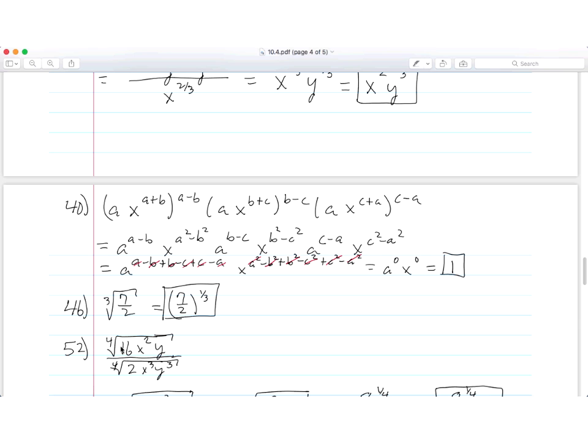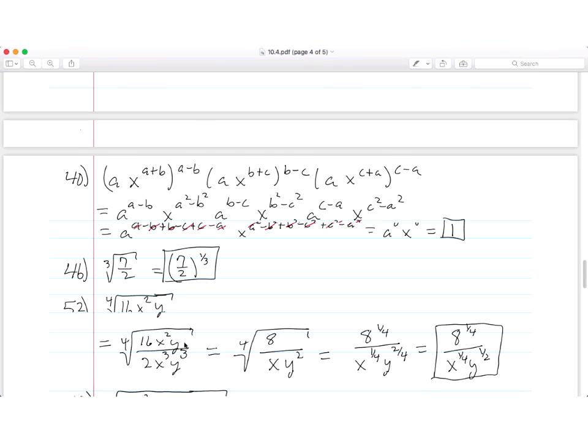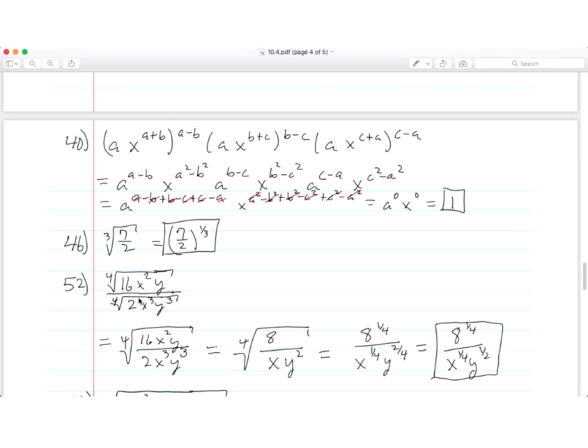52. The fourth root of 16 x squared y over the fourth root of 2 x cubed y cubed. Well, this is the same as the fourth root of 16 x squared y over 2 x cubed y cubed. I can divide: 16 divided by 2 is 8. X cubed divided by x squared is x. Y cubed divided by y is y squared.